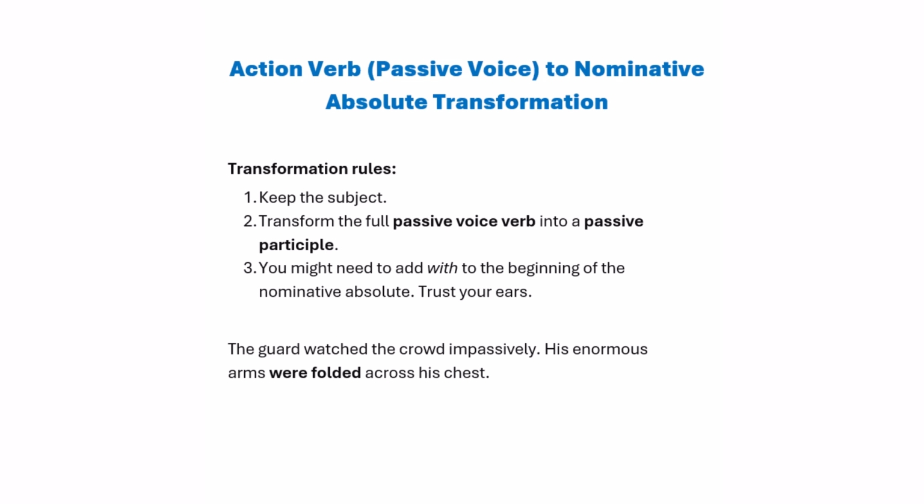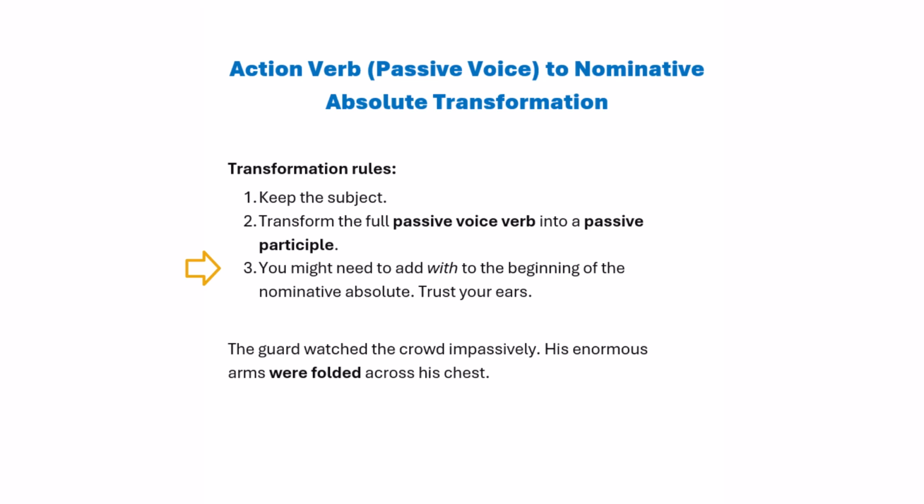The third nominative absolute pattern looks like a noun or possessive noun followed by a passive participial phrase. So the following examples have passive verbs, which become passive participles. Transformation rules are 1. Keep the subject. 2. Transform the full passive verb into a passive participle. 3. You might need to add with to the beginning of the nominative absolute.